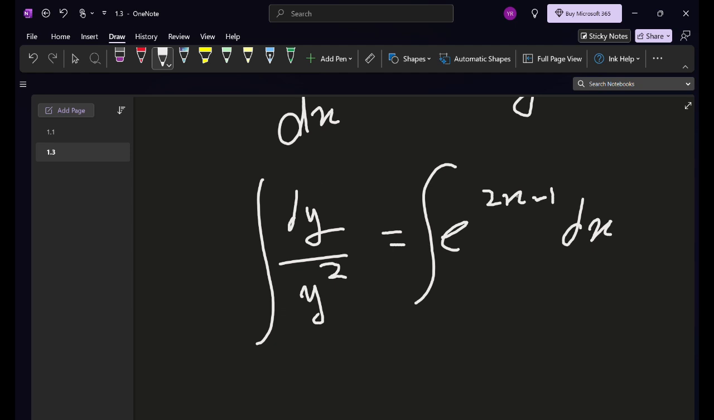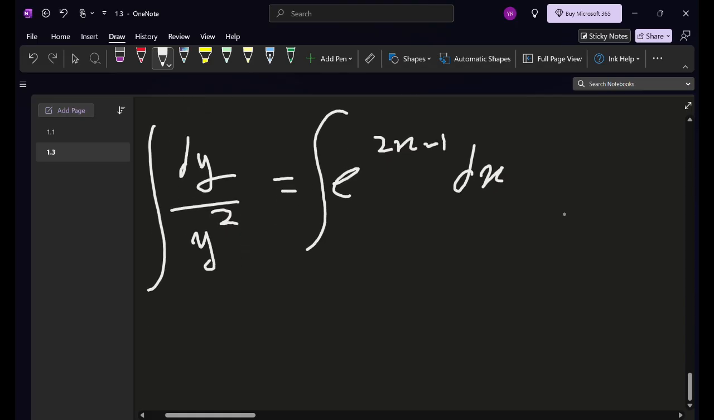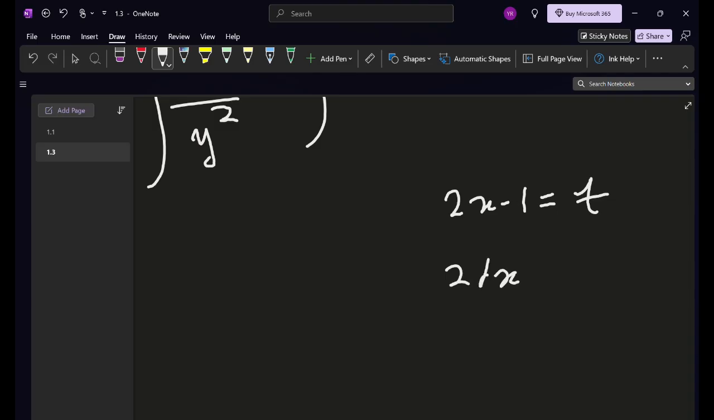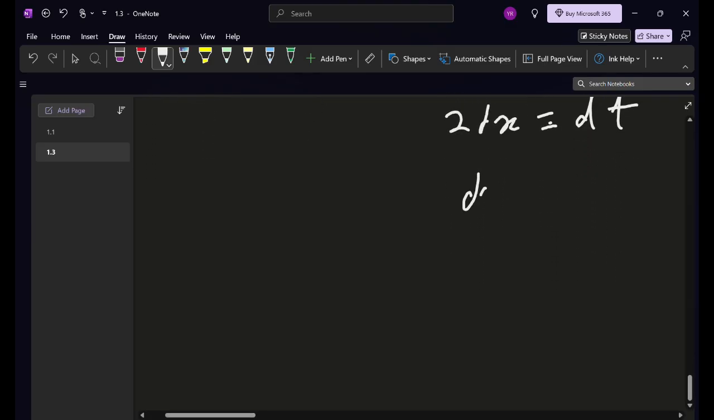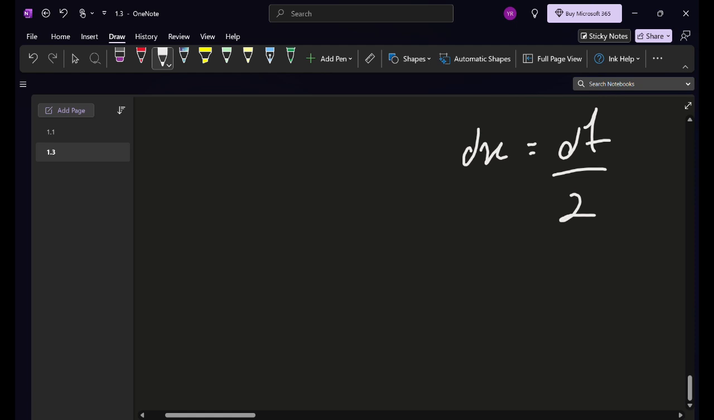Now as you can see, it is going to be quite complex if we solve it like normally, so we are gonna substitute the value over here. We are gonna take 2x minus 1 as some variable t, and then we're gonna differentiate this. So this is 2 dx is equal to dt, and then dx can be written as dt by 2. So now we are gonna put these values in the above equation.